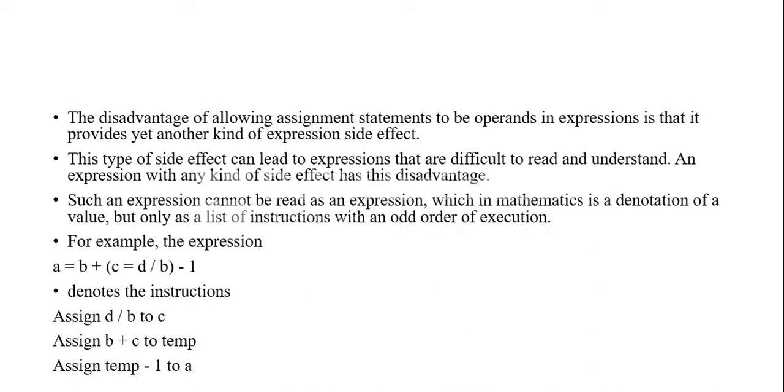Okay. So this denotes the instructions: assign d divided by b to c, because that is given within parentheses. Then assign b plus c to temp, then assign temp minus 1 to a. So this will be evaluated first because it has parentheses. Okay. Then this b plus the c will be evaluated, then that value minus 1, and that is assigned to a.